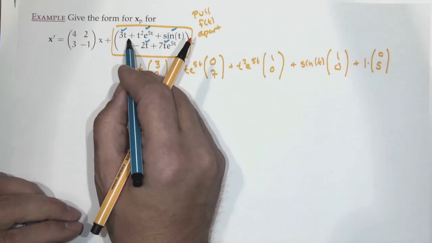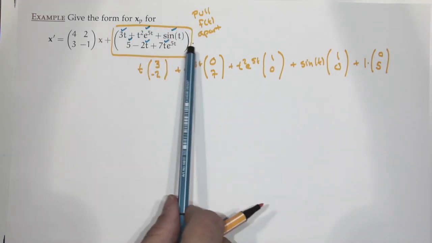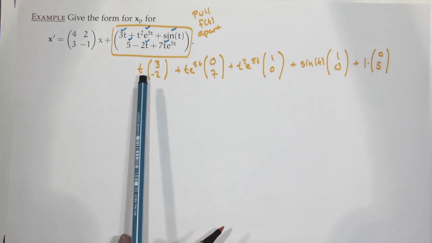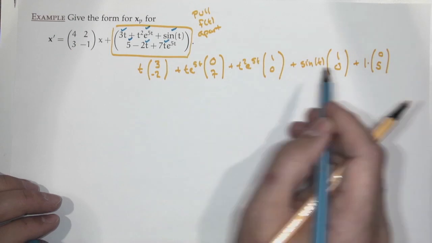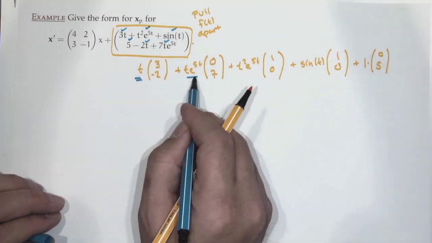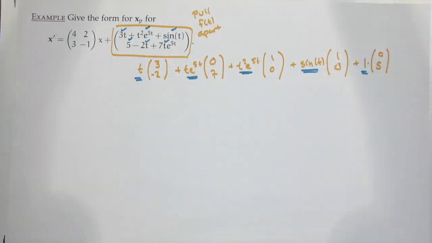Okay, so have we accounted for all the pieces for f? Everything has a check mark, so that's a pretty good sign. So that says really, when we pull f of t apart, we have our pieces here. So we have the function t e to the 5t, t squared e to the 5t, sine t, and 1. So those are our functions. Good. Is there anything else we need to look for?